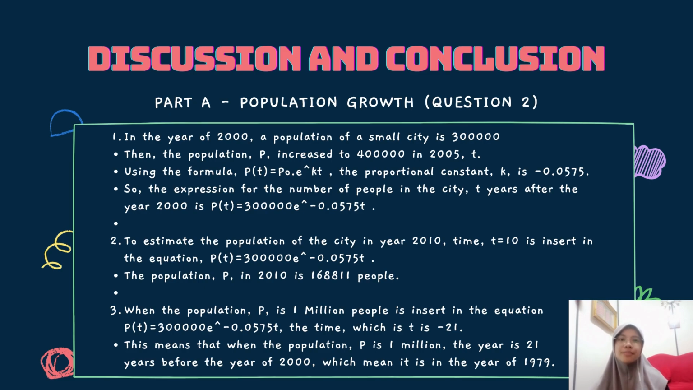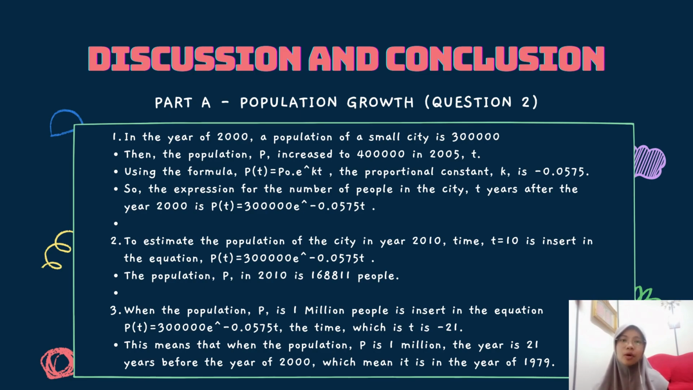Next, to estimate the population of the city in year 2010, time t equal to 10 is inserted in the equation P(t) equals P0 multiplied by e to the power of negative 0.0575t. The population P in 2010 is 168,811 people.